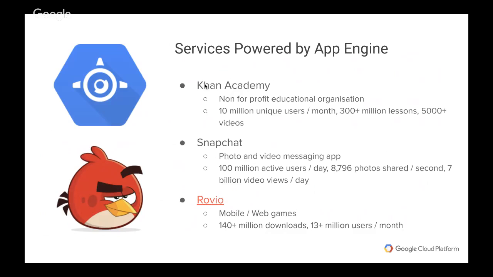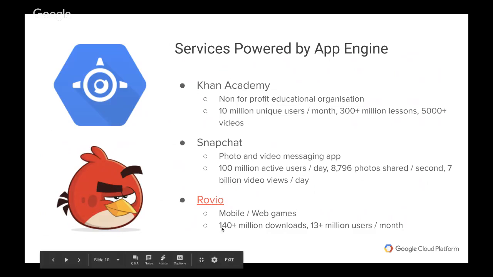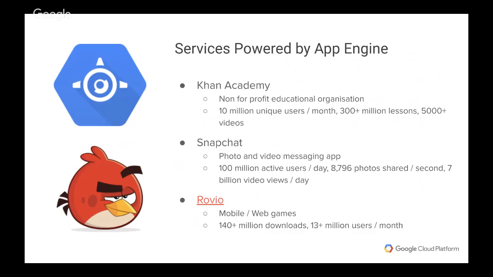Some of these companies are Khan Academy, a non-profit educational organization with more than 10 million unique users per month. Snapchat has over 100 million active users per day, with around 9,000 photos shared per second. Those are really huge numbers, and they are deployed on App Engine. Rovio, one of the major gaming companies, has more than 140 million downloads and more than 113 million users per month. All of these applications and larger-scale gaming platforms are deployed on App Engine.